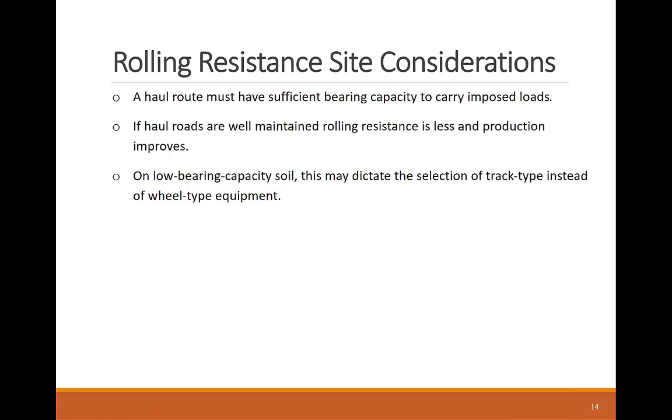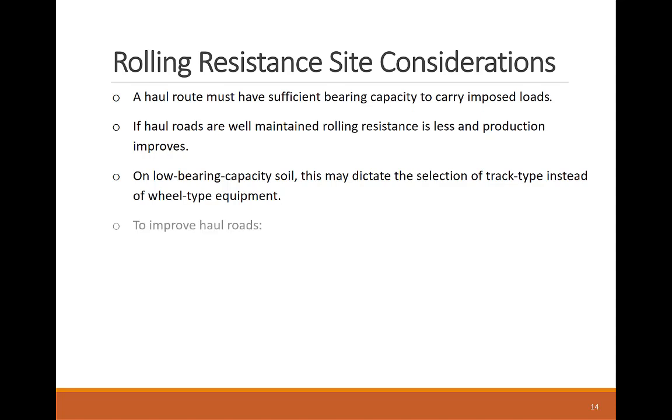So we can conclude here that rolling resistance is very dependent on the quality of the haul surface, which is a factor that can be controlled ahead of starting the whole operation. Soils with low bearing capacity may require using crawler track-mounted equipment, not wheel equipment.